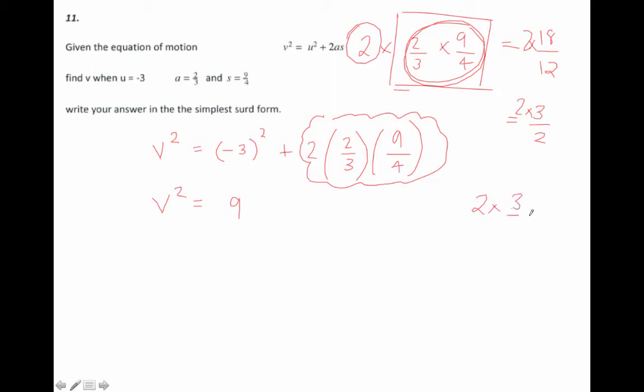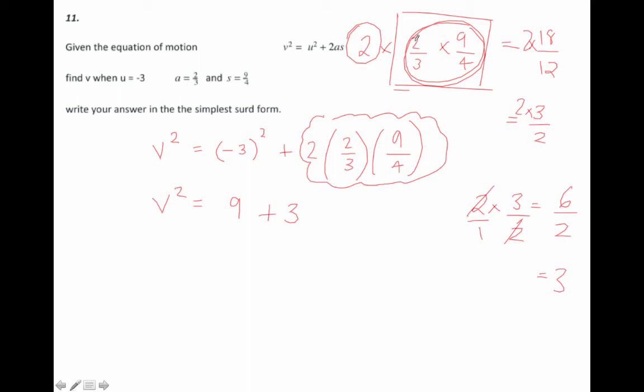2 times 3 over 2, you could think of it as 2 over 1. The 2s cancel, in fact, don't they? This 2 and this 2. Or, if you didn't cancel, 2 times 3 is 6, and 1 times 2 is 2, and 6 divided by 2 is equal to 3. So you needed to see a plus 3 here. Whatever method you used, you needed to get to a plus 3.